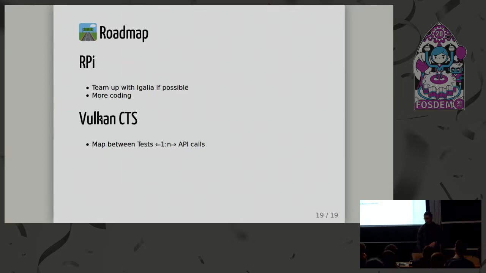On the CTS, I would personally be really interested in having a mapping between the tests and the API calls. So you could tell, okay, all API calls from, I don't know, creating pipelines or anything are done. So that part of the API should just work as intended. So with that, I tried to breeze through all of that. Now questions, please.